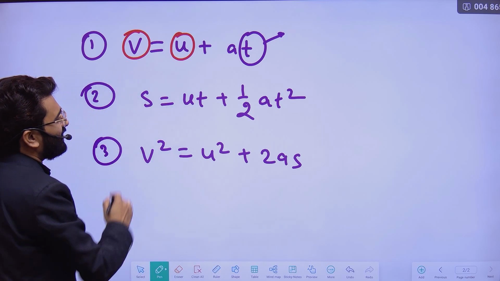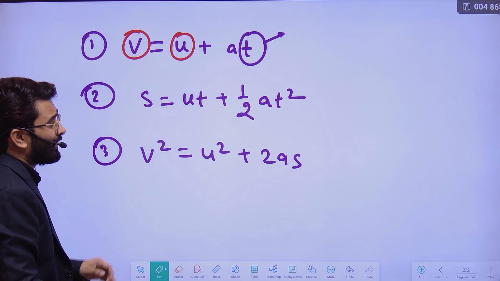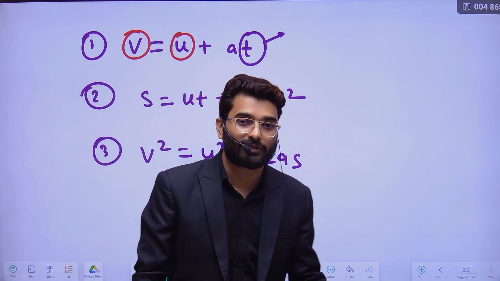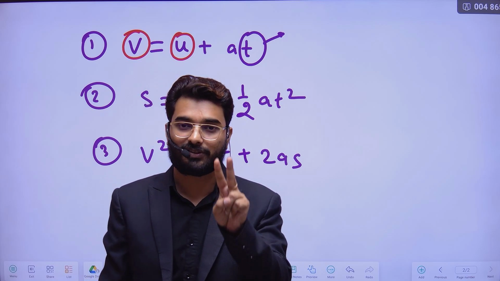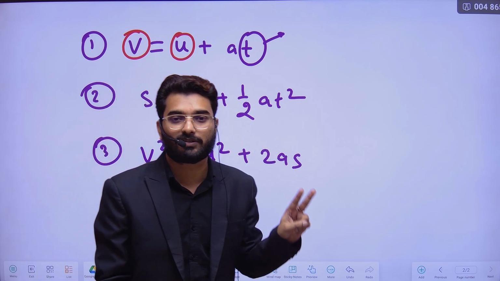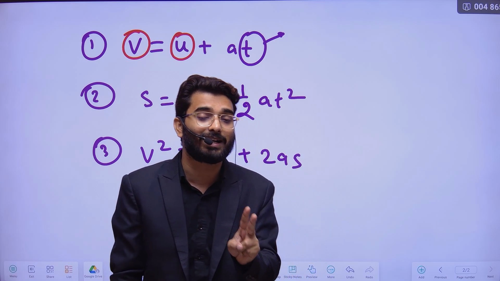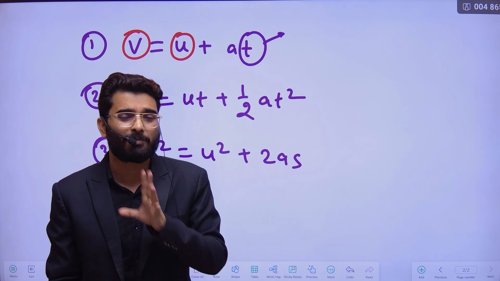Second thing, s is equal to ut plus half at square. This is the second equation of motion. S describes distance. Here two words will be considered when we describe distance. The first is distance covered and second is displacement. These all are basic things.